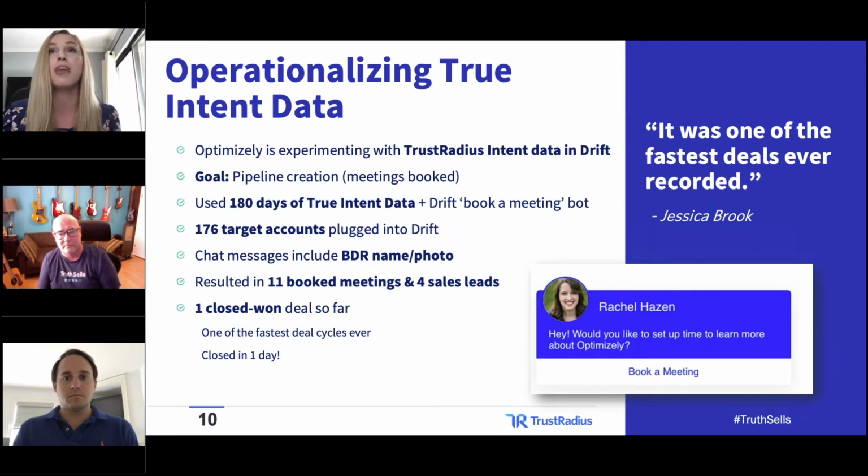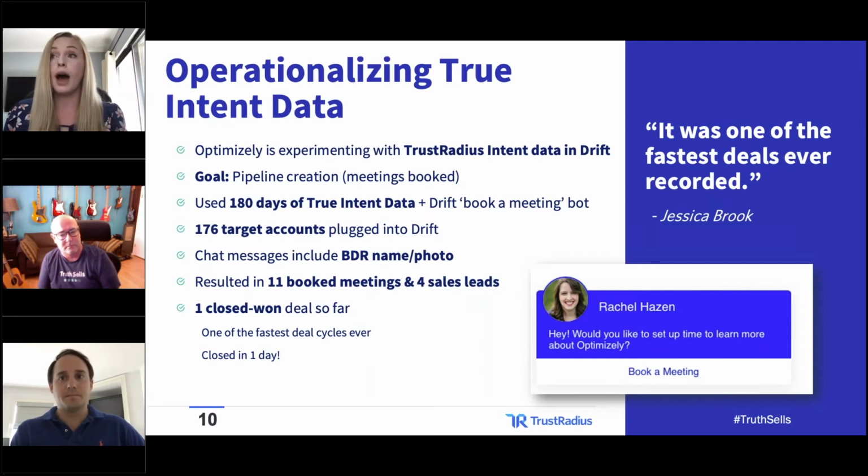It was personalized by SDR owner with their name and photo. And I designed it to pop up whenever these 176 accounts were on our website, and immediately ask if they were interested in learning about Optimizely and ask if they wanted to book a meeting.